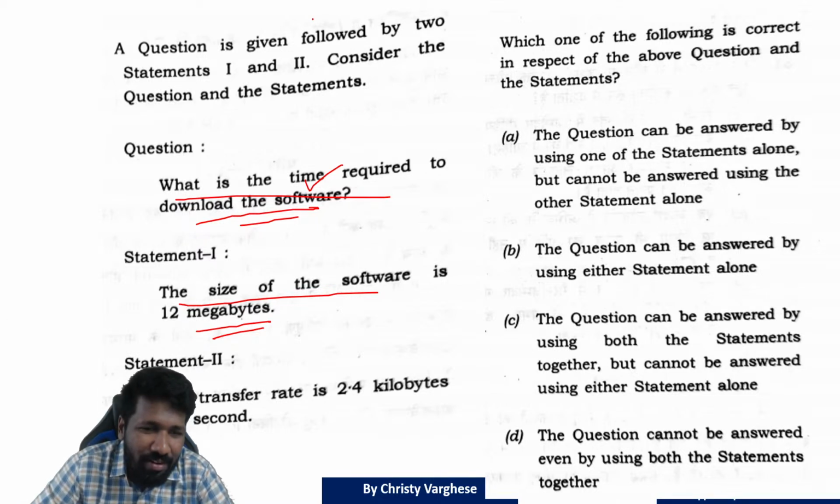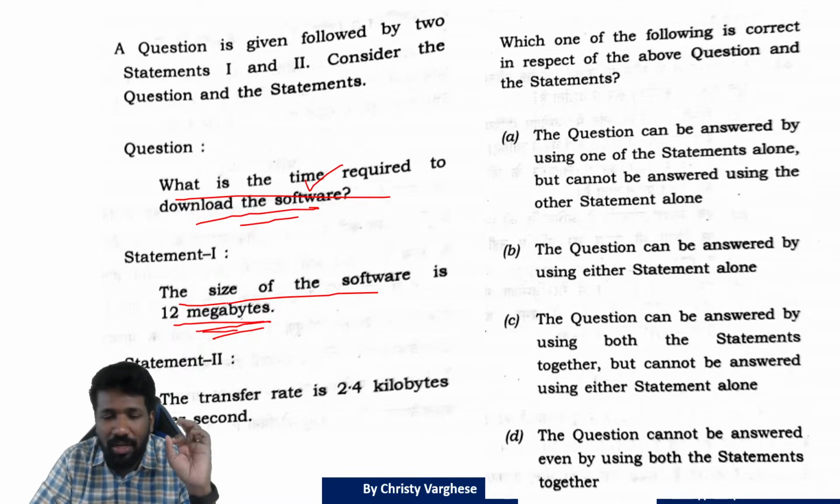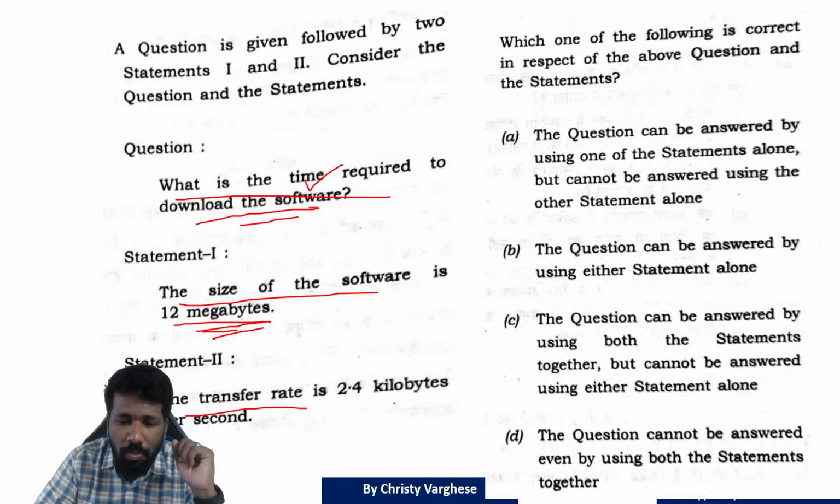Okay, anyway, here without knowing the transfer speed, we cannot find it. So statement 1 alone is not enough. Statement 2, transfer rate is 2.4 kilobytes per second. Yeah, here actually.